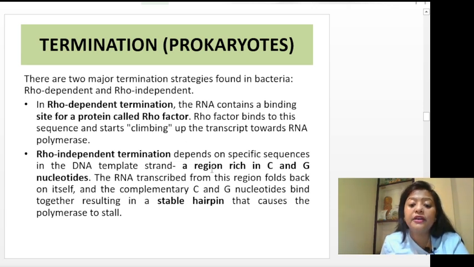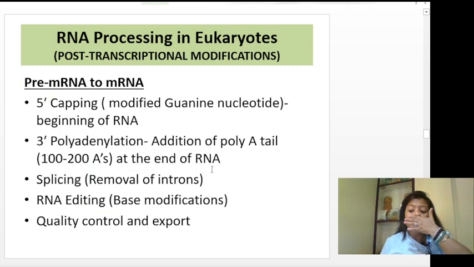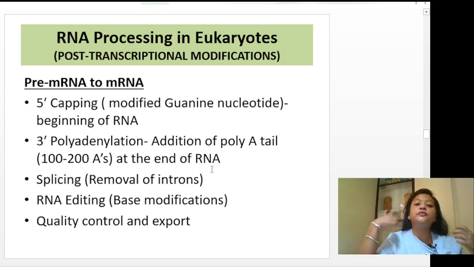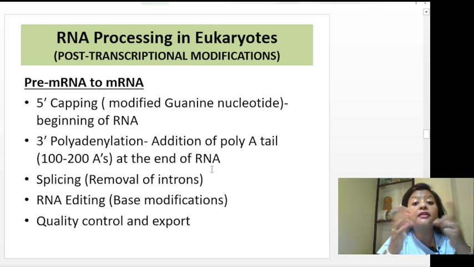Okay, so I've highlighted the part, the CG rich region of nucleotides and a stable hairpin like structure. So this is about the termination. Now, as I told you, RNA processing. After the RNA is formed, we need to process it. We need to make it a mature one. First, I told you there has to be a step known as splicing, removal of introns. There are other steps also, like your capping, 5' capping.